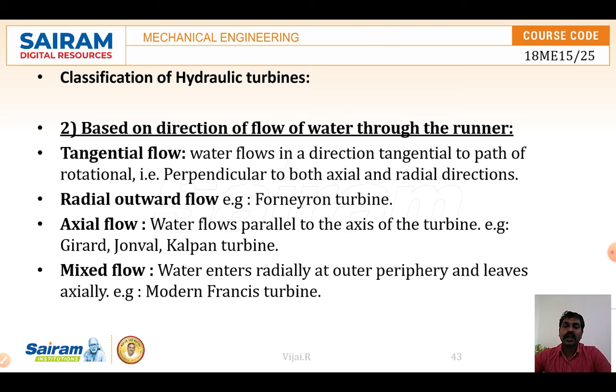And based on the direction of flow of the water through the runner, we can call it tangential flow, radial outward flow, axial flow, and mixed flow. Tangential flow: we are bringing the water through the pipe from the dam, and making it hit the turbine blades. So the water directly hits the blade in a tangential process.